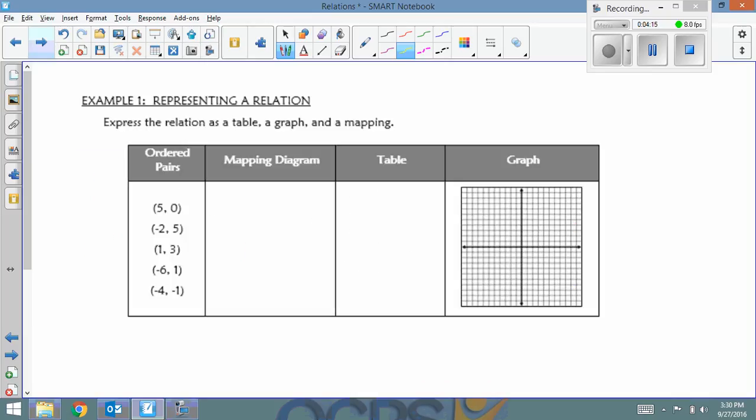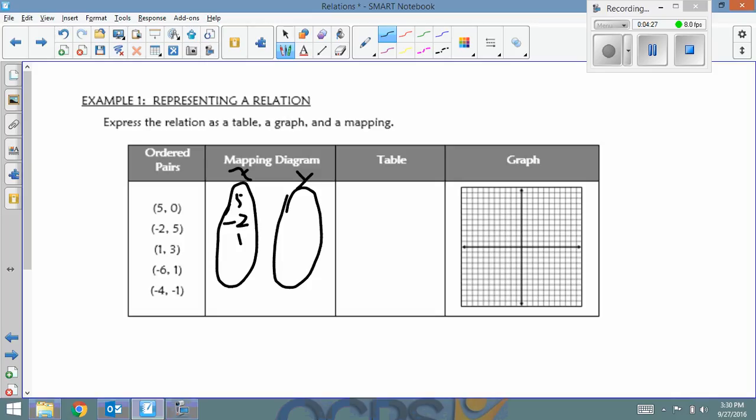Okay, so let's do another example. You get a mapping diagram as those two ovals. X is on the left, Y is on the right. We'll number in order, so it goes 5, -2, 1, -6, -4. On the right, it goes 0, 5, 3, 1, -1. We only have to write everything once, and then again connect. So it goes from 5 to 0, draw a line. -2 to 5, draw a line. 1 to 3, draw a line. -6 to 1, draw a line. And -4 to -1, draw a line.